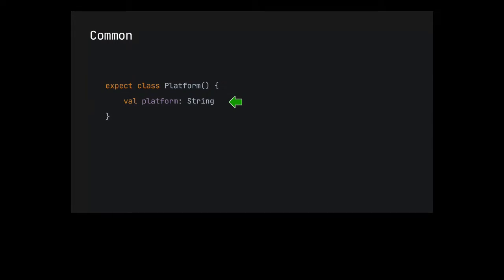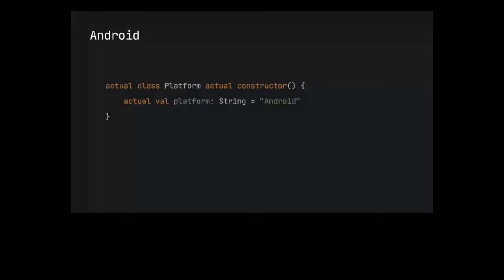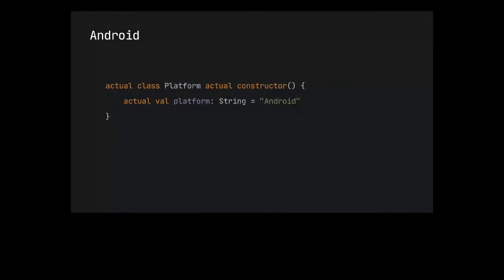So this is what goes in common, and then what goes into the Android and iOS part. For example, in this Android source set, what you would define for platform is something like this. This here has something called actual class. This is using the actual keyword. So this is the pairing of the expect and actual keywords.